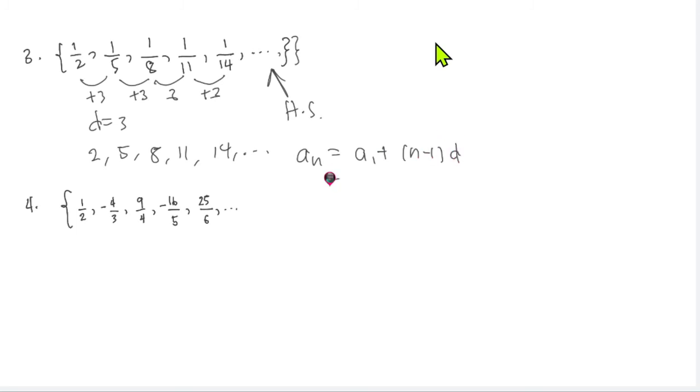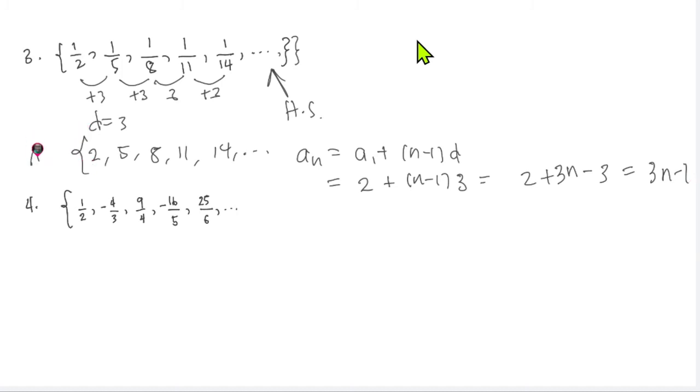Plugging in the value of the first term, that's 2 plus n minus 1 times d, which is 3. To simplify, that's 2 plus 3n minus 3, which is equal to 3n minus 1. This is the formula for the general term of the arithmetic sequence. Remember, this is the reciprocal. So this is an arithmetic sequence.